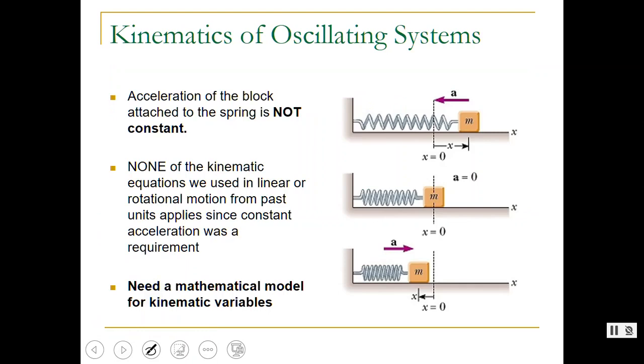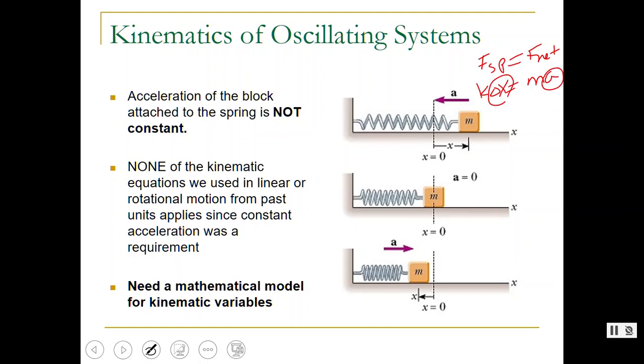So the first thing we have to realize when we are looking at oscillating systems, so we're going to focus on springs here primarily, then transition to pendulums, is that the acceleration of the block when it's oscillating on a spring is not constant. So your spring force is going to be your net force. Your net force is mass times acceleration. Your spring force is k delta x. So what this means is your acceleration is dependent on your displacement.